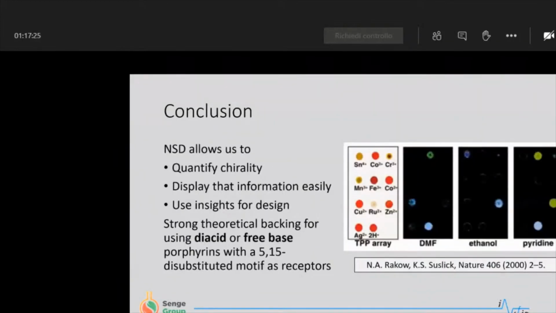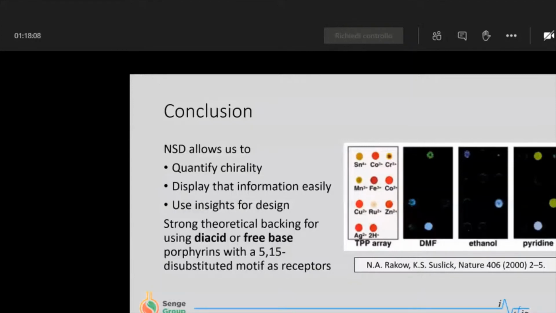Finally, I suppose what we're looking at is being able to generate an array of porphyrins. And this is a very nice example of a detector array used for looking at different solvents and different small molecules by Ken Suslick, where using different core atoms with just TPP allows us to get a very clear idea of what an individual molecule's identity is. And perhaps we can do the same thing with different molecules with different shapes.